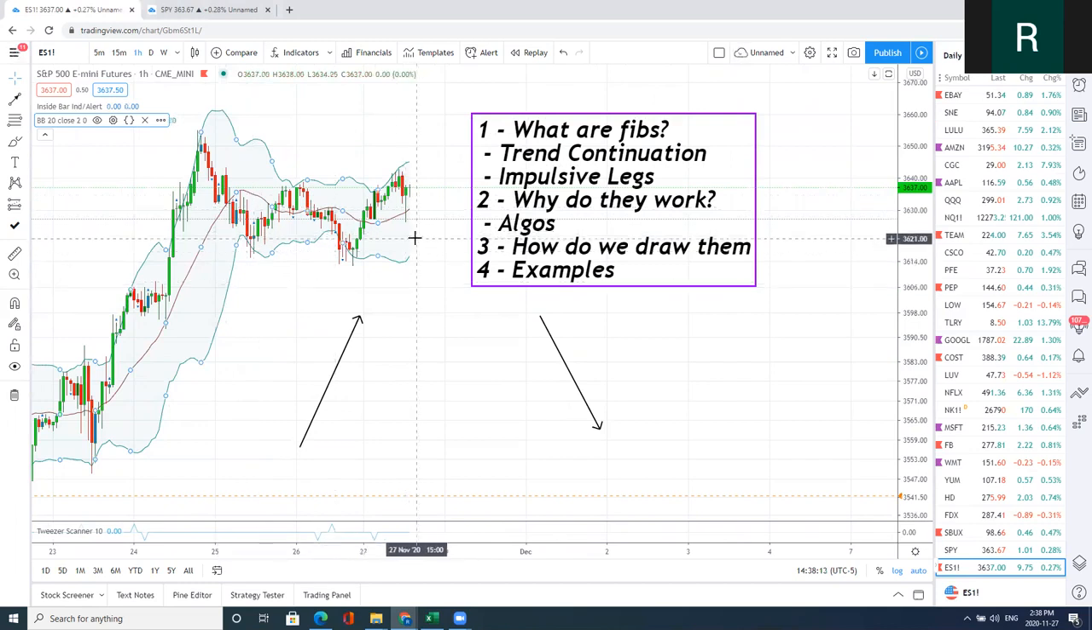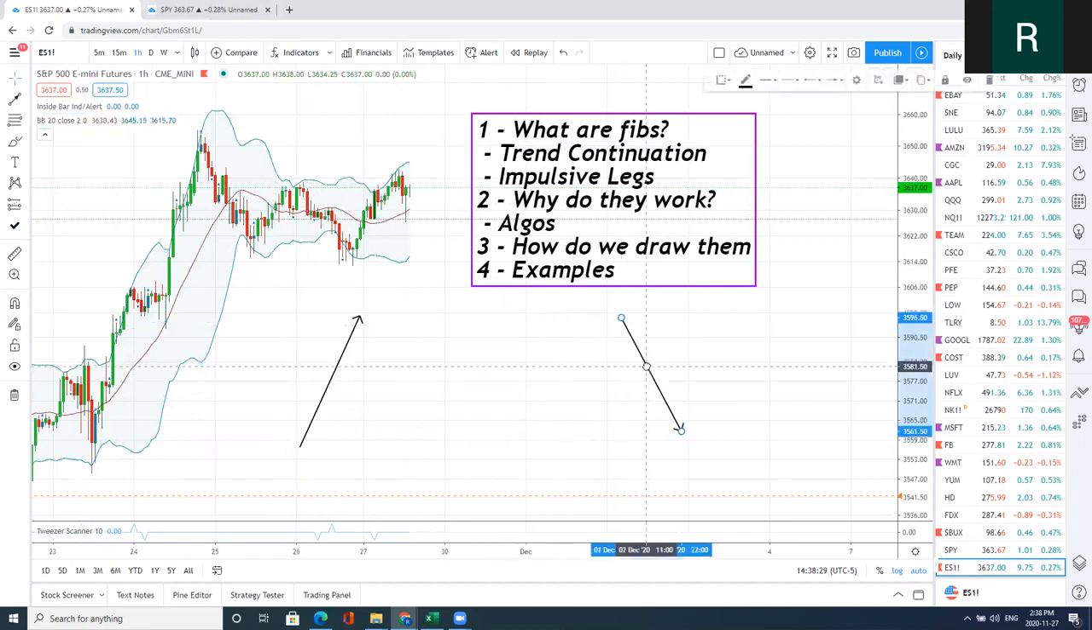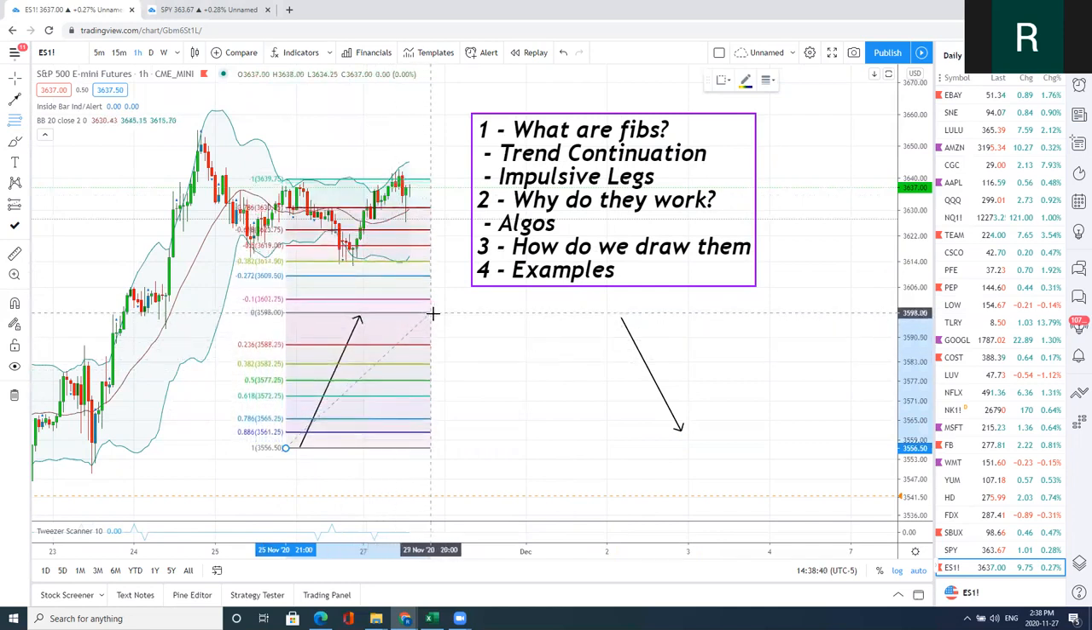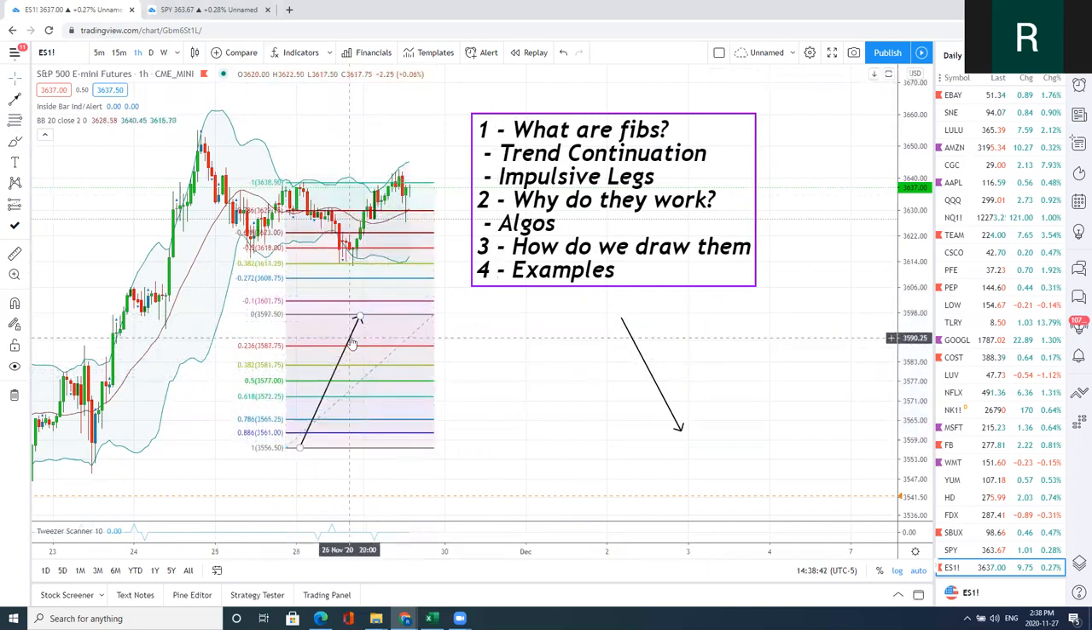So the first step in Fibonacci trading is identifying the impulsive leg, because the low of the impulsive leg and the high, or the high and the low, will become your anchor points. Okay. So let's look at the situation for the long. If we were to take the Fibonacci of this leg, we would start from the low to the high.